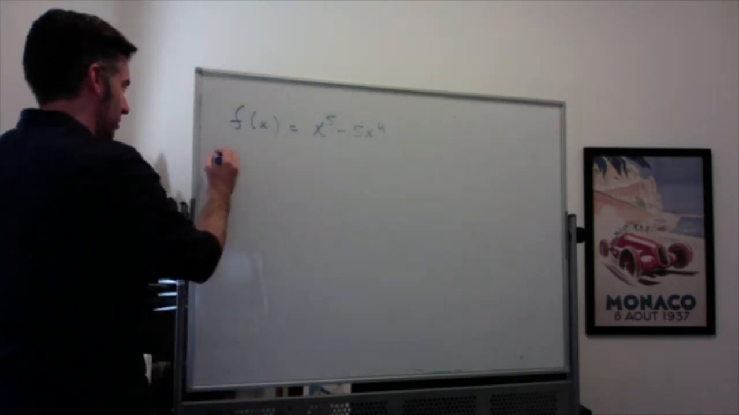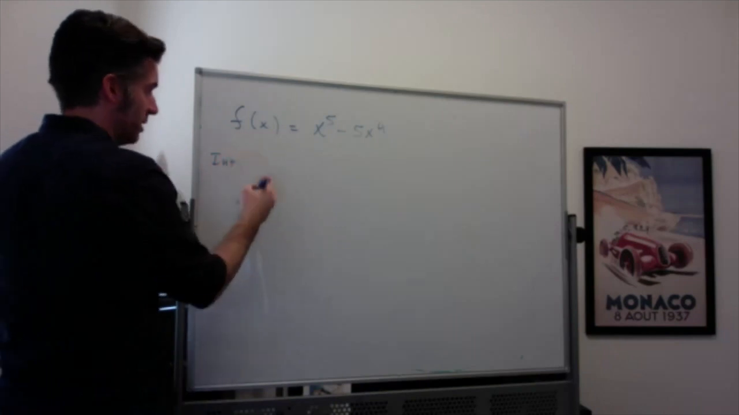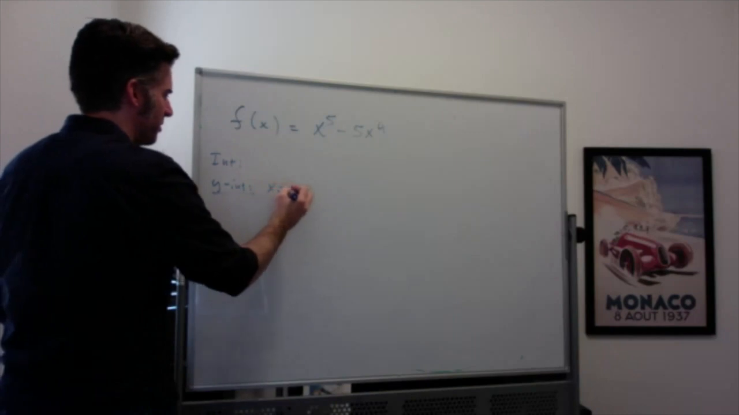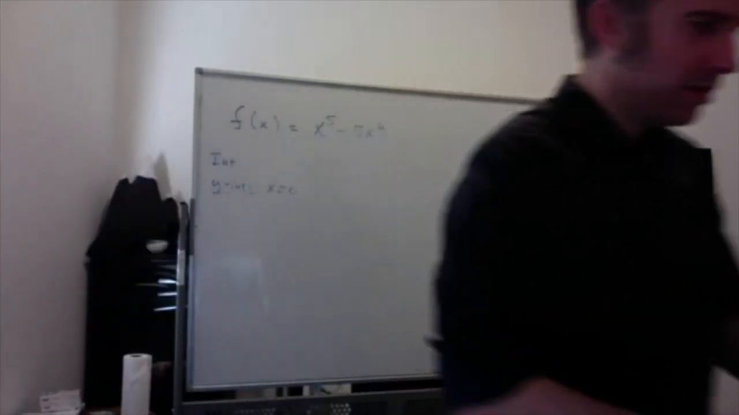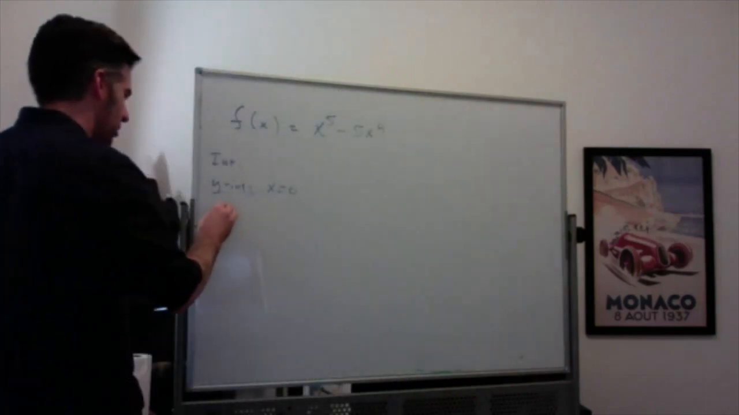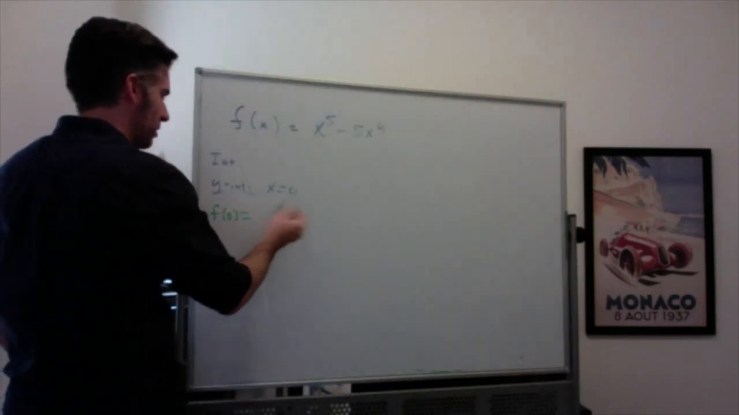So first I'm going to find the intercepts. I'm going to set x equal to 0 to find the y-intercept. I think my blue pens are kind of not the best, so we'll do some green pens. So set x equal to 0. f of 0 is going to be 0.